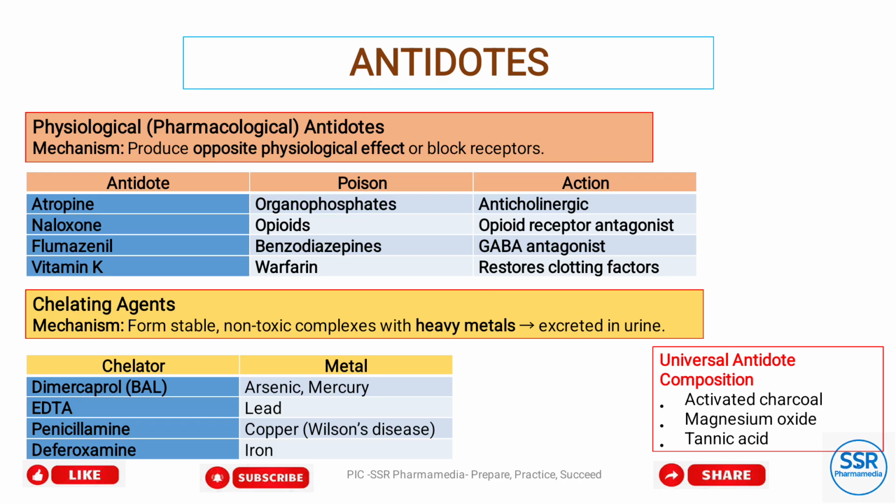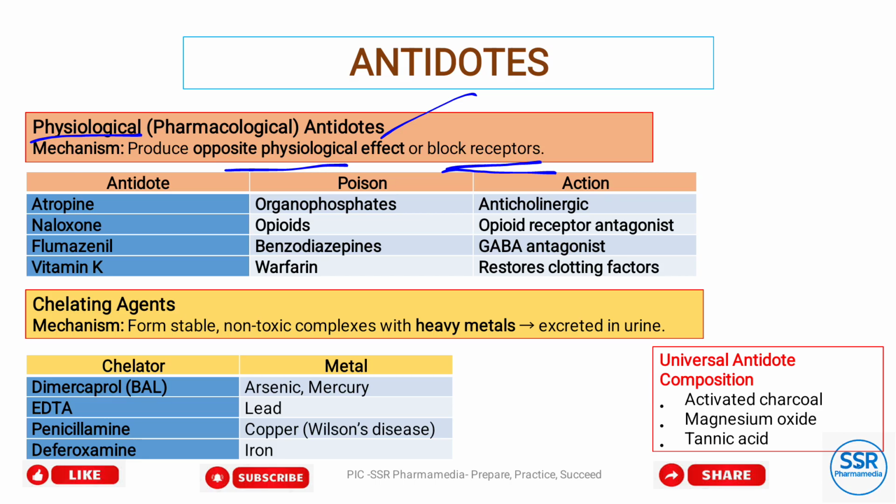Next are the physiological antidotes. Their mechanism produces an opposite physiological effect or blocks receptors. Physical is different, physiological is different. Physiological means a pharmacological antidote. It produces the opposite physiological effect or blocks the receptor functions.